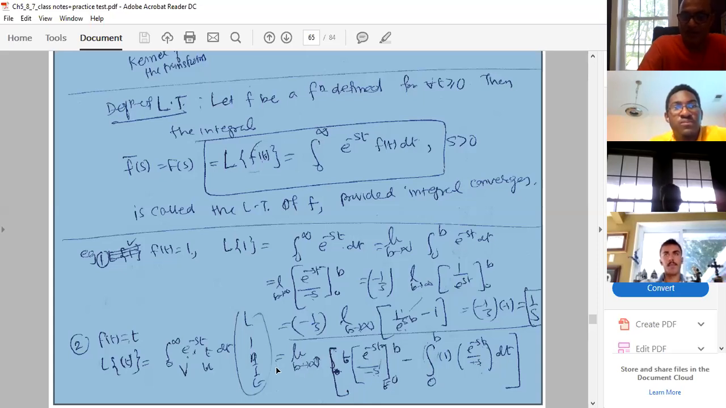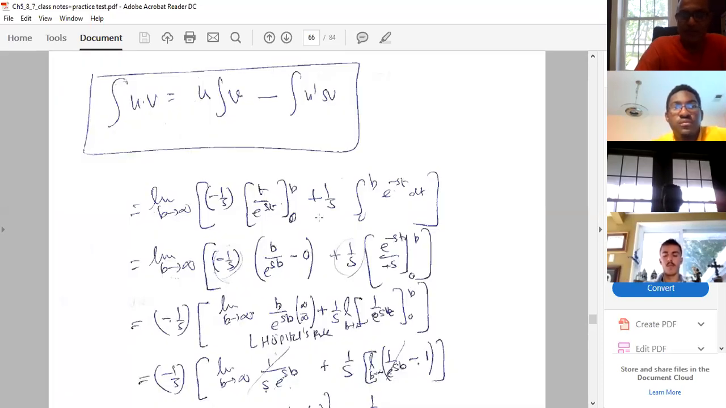If you apply this one, you are going to get negative 1 over s, t over e to the power st, and this one. This integration is simple, but here, if you apply t equal to b, replace t by b in e to the power st. So b over e to the power sb minus 0. Negative 1, let me write these two integrals separately. So negative 1 by s, let me pull it out, with b tending to infinity, and this one.